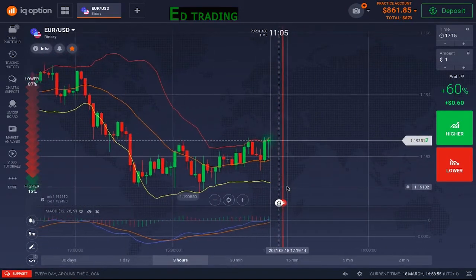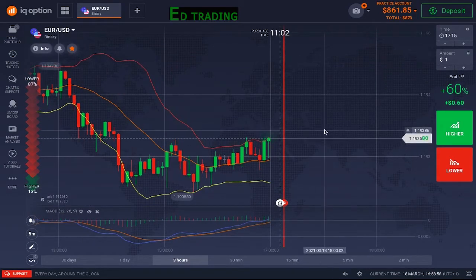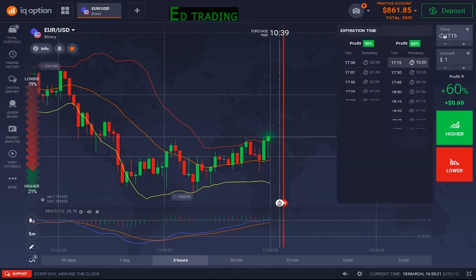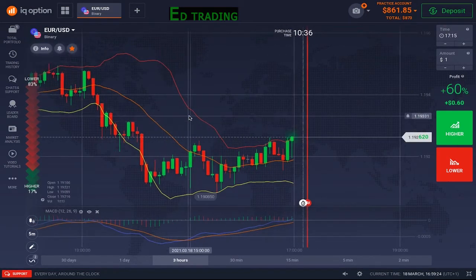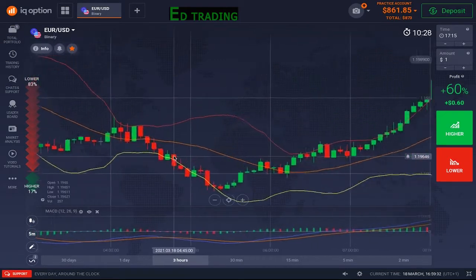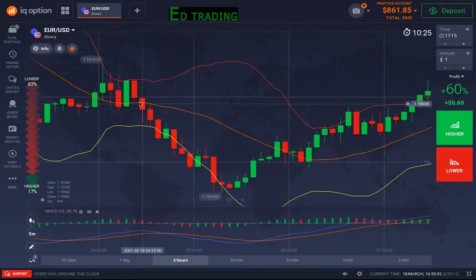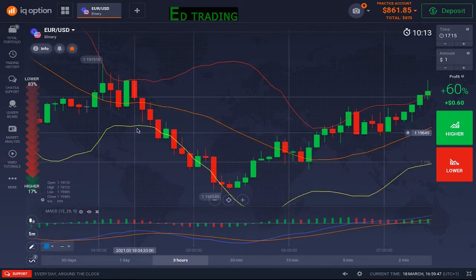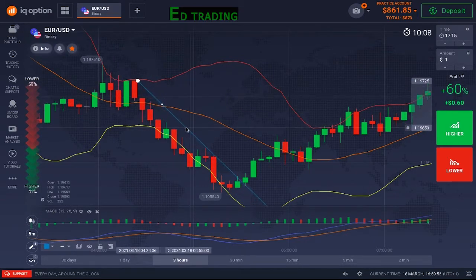So I'm going to be showing you how this strategy works. We are going to be using 5-minute candles. We use 15 minutes time to trade this strategy. So how this strategy works is, anytime you see a movement like this, from the top down like this, you go to your graphical tools. You click on trend lines. You draw a line from the top like this down to this candle.